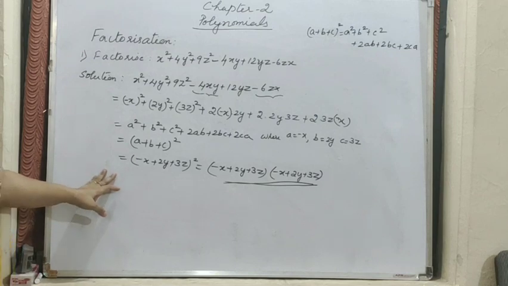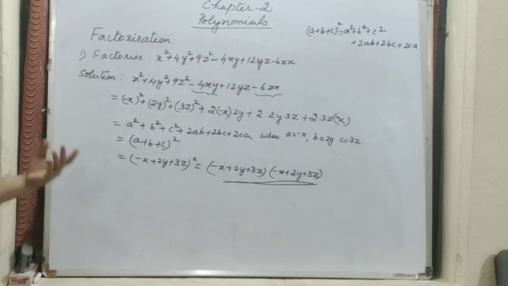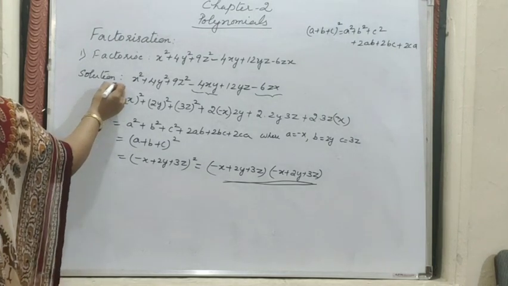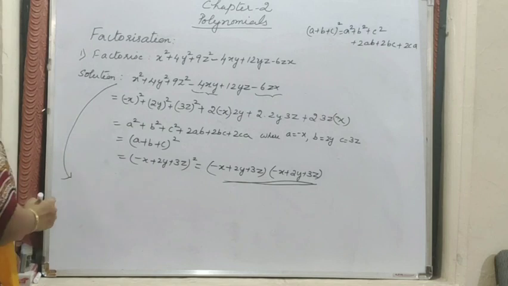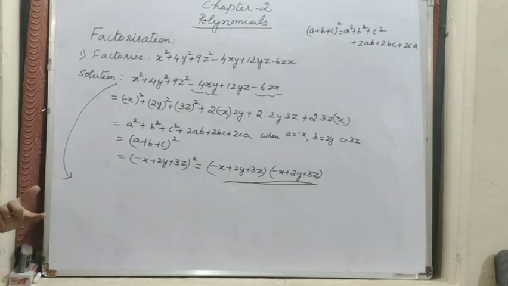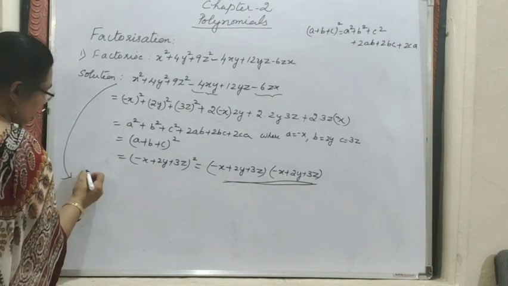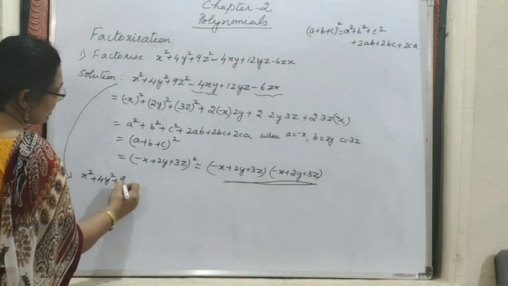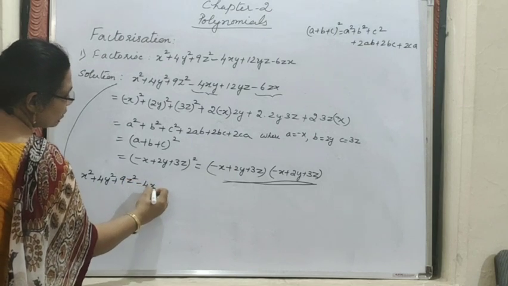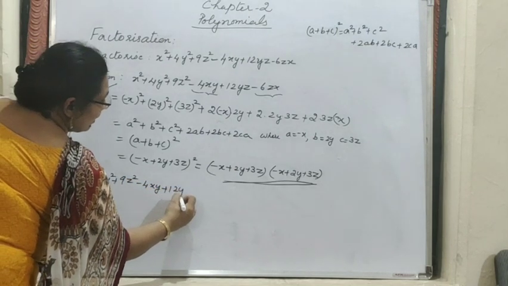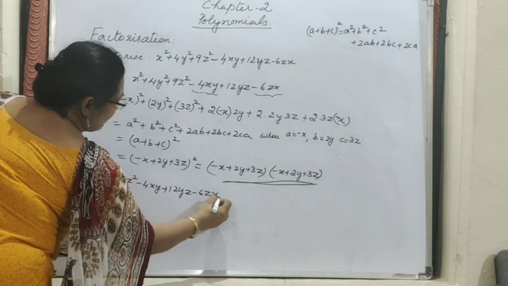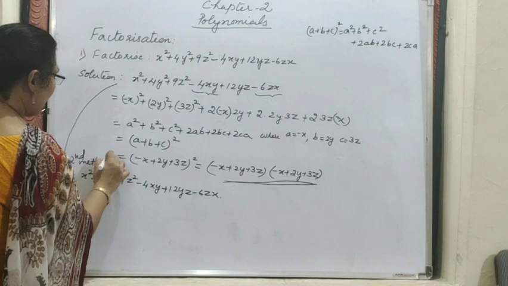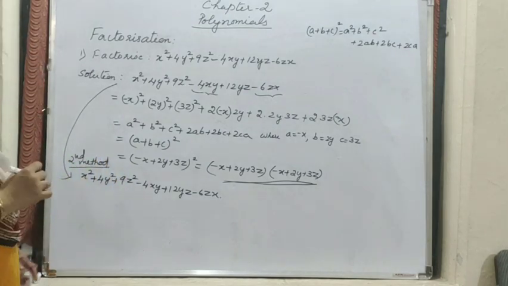So once again I have to tell a second method. Once again I'll write, this is not required, only one method you have to study, but if any children know this method also, they will ask me why it is not used here. So that is the purpose I'm explaining here. x square plus 4y square plus 9z square minus 4xy plus 12yz minus 6zx, right? It is a second method. Anybody who is interested can do it also, no problem. I'll explain the next sums with only one method.